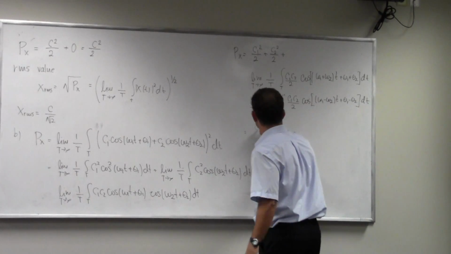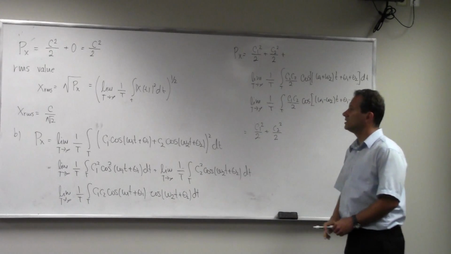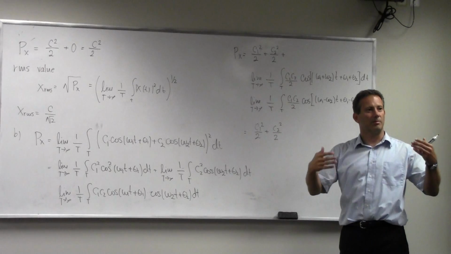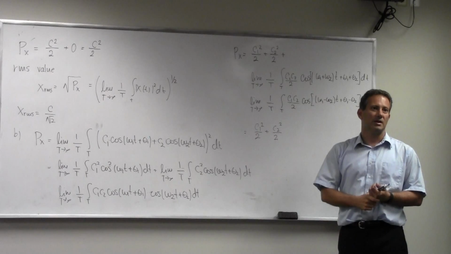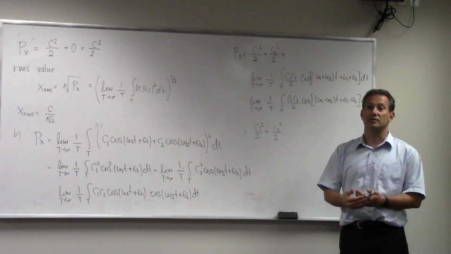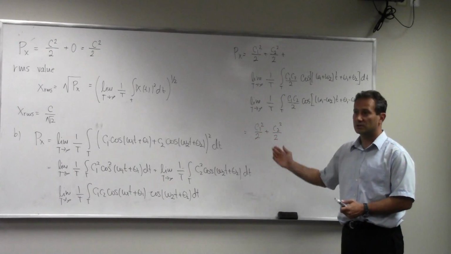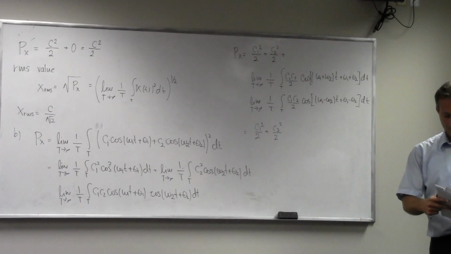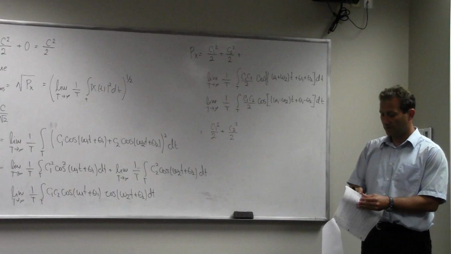And we end up with C1 squared plus C2 squared over 2. This is very cool: we have a mixture of cosines, and the power of the mixture is the sum of the powers of the individual components. That's a very nice property of the cosine. It is called orthogonality. Cosines of different frequencies are orthogonal to each other. That's why the power of their sum is equal to the sum of their powers. That can be generalized, and we'll talk about it a little later when we start talking about Fourier analysis.